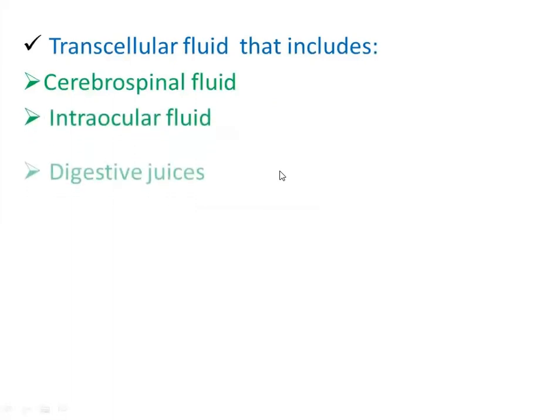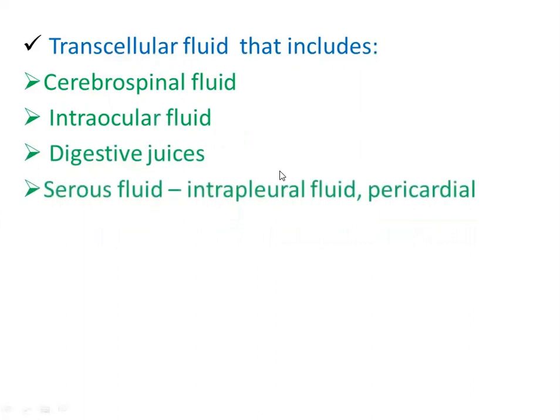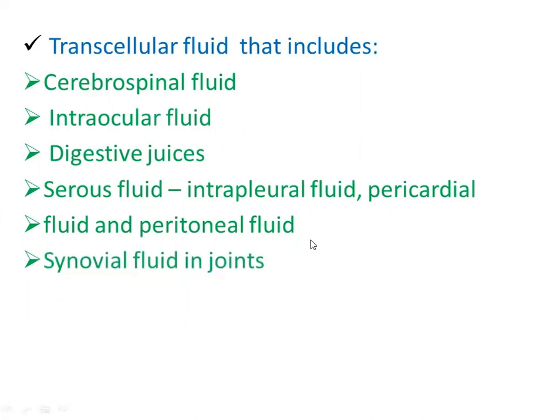Then the transcellular fluid that includes cerebrospinal fluid, intraocular fluid, digestive juice, serous fluid, that means intrapleural fluid, the pericardial fluid and the peritoneal fluid. These are the extracellular fluids, right? Then the synovial fluid in the joint, then fluid in the urinary tract.